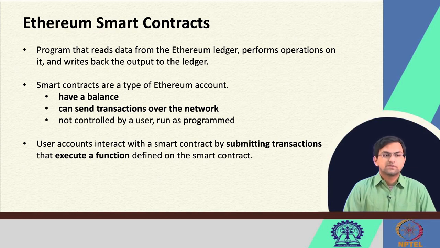So the user accounts interact with these smart contracts by submitting transactions that execute a function defined on the smart contract. In one particular contract we can define multiple functions. So it can be doing multiple operations, and whatever operation we need to execute in a smart contract will be defined as these functions, and we will be sending transactions specifying those functions. So we will see this in detail.